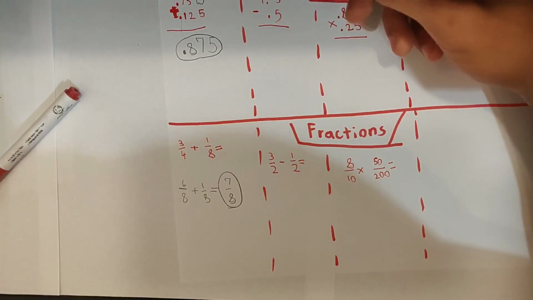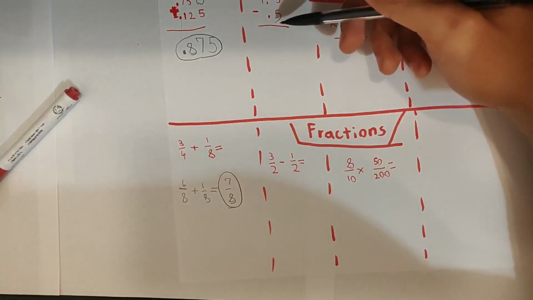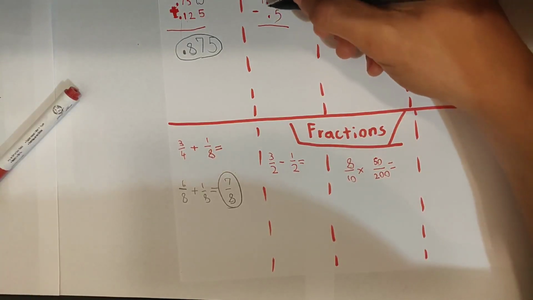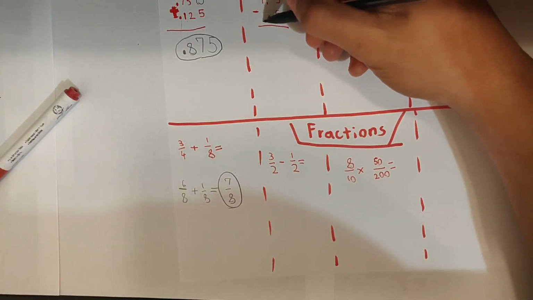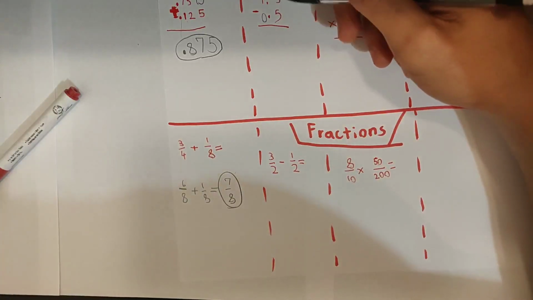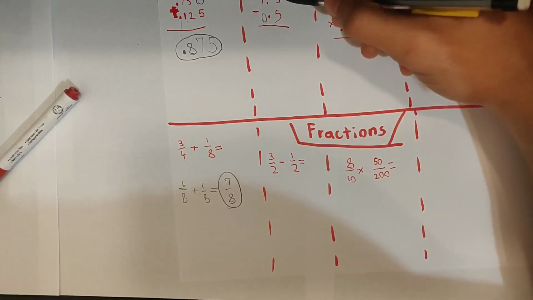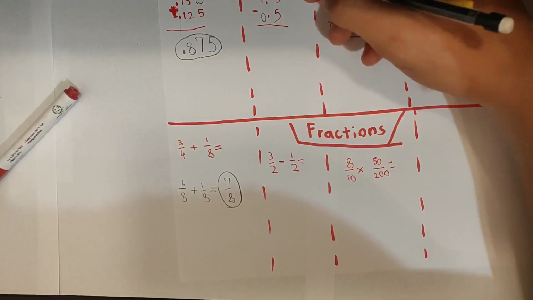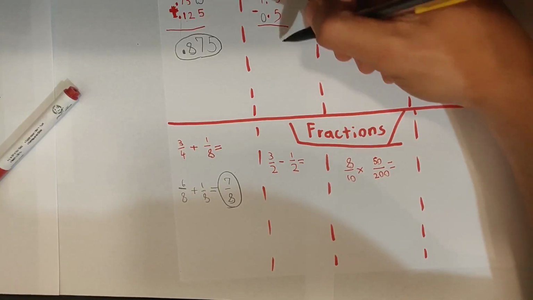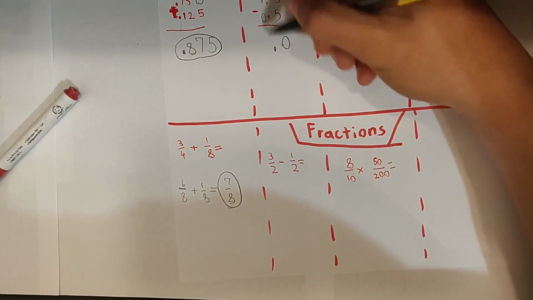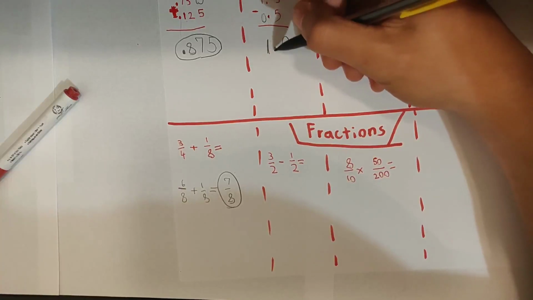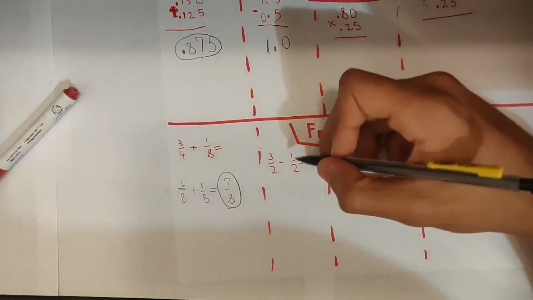Now moving on to subtracting. Yeah, 1.5 minus 0.5. Again, align your decimals. The ones place, you can just add a 0 if you want. The tenths place, here's a digit here. You have a digit here. Now you subtract 5 minus 5. That's 0. Move down your decimal, and then 1 minus 0. That's 1. So our answer should be 1.